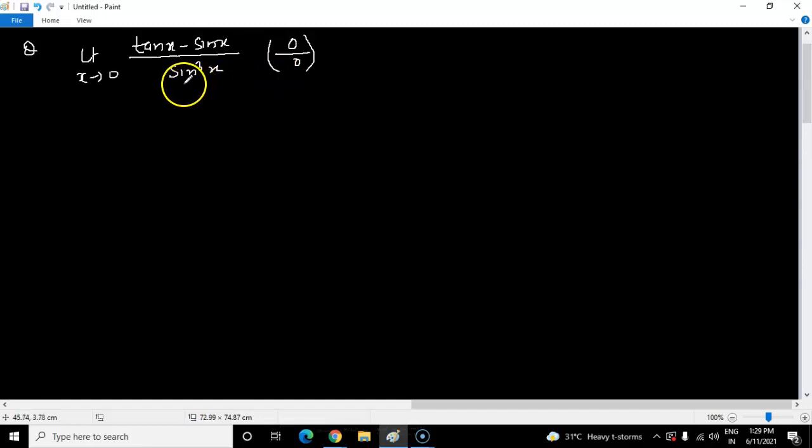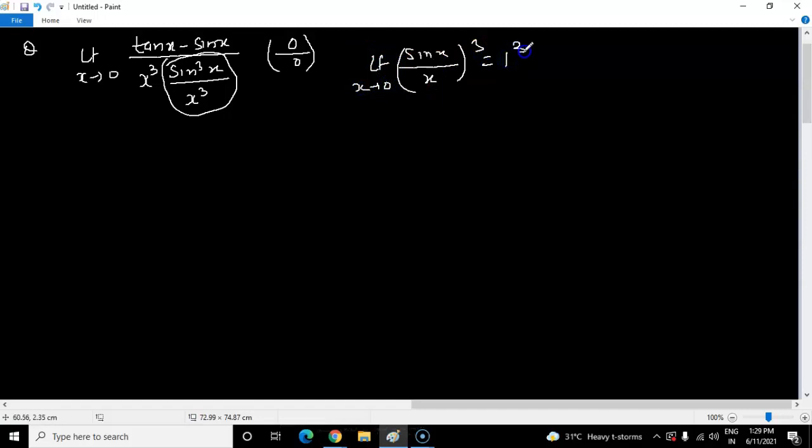So here L'Hospital rule. If you want, you can do it by differentiation of sin cube. Otherwise you can divide by x cube and multiply by x cube. You know that this value will become 1 only, right? Because you can write (sin x by x) to the power 3, and that value I already told, this value will become 1. 1 to the power 3 is what? 1 only. Get it? Yes, sir.